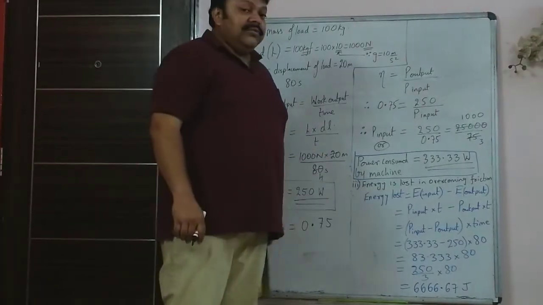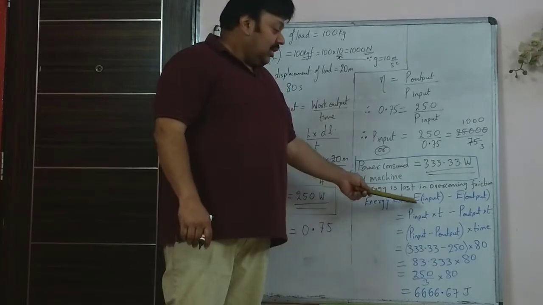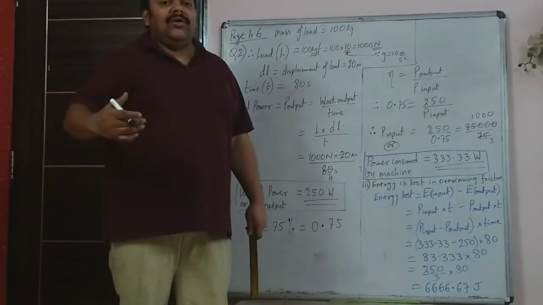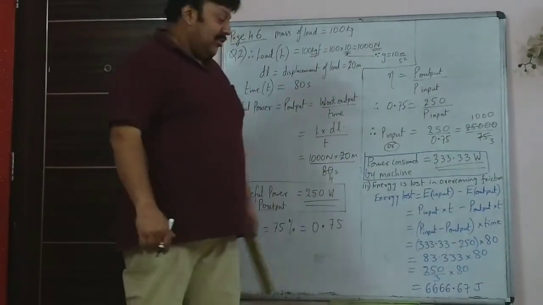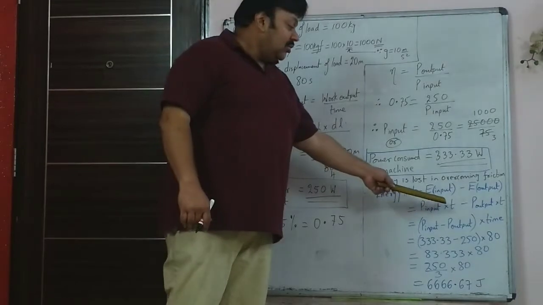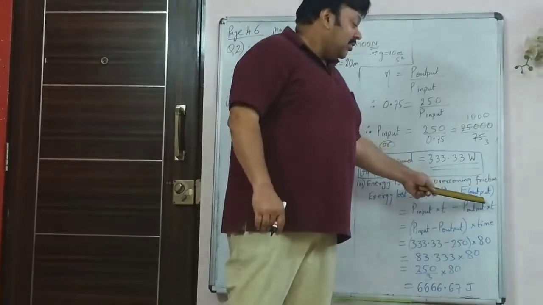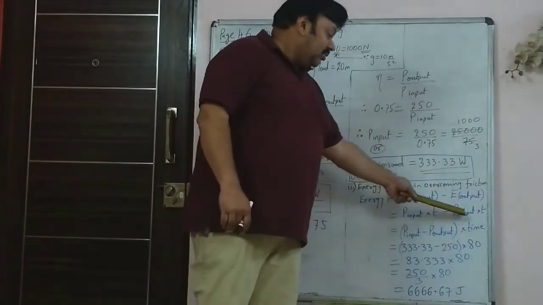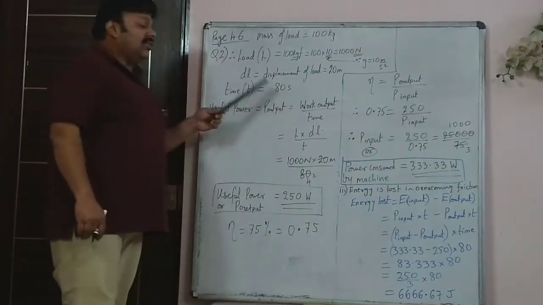Input energy is power input into time. See, you know energy is power into time, or power is energy upon time. Power is work or energy upon time. The work and energy is same. So power input into time will give you energy input, and power output into time will give you energy output. So power input minus power output, you can take time common out because the common time is 80 seconds.